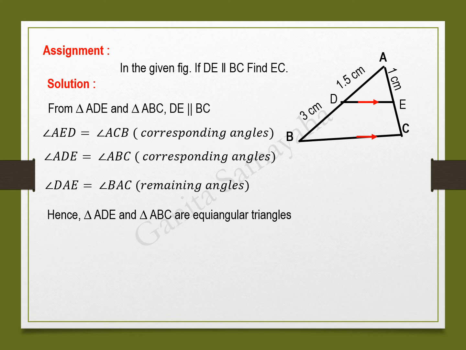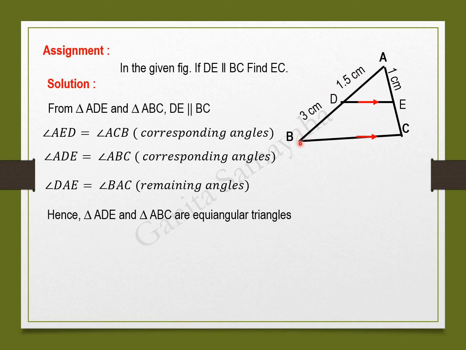Now, if they are equiangular triangles, we know that their corresponding sides are proportional. So we need to identify the corresponding sides. How do we identify that? We have already learnt it. We look for these two equal angles and look for the side opposite to these two equal angles. So with respect to angle AED, the side opposite is AD, and with respect to angle ACB, the side opposite is AB.